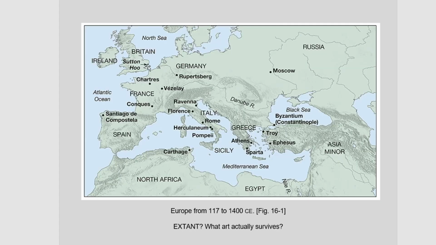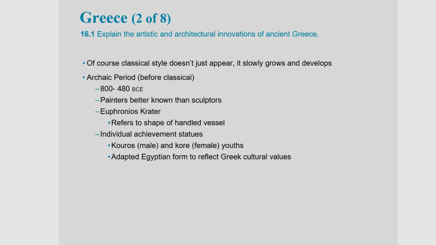Here's just a quick map. Of course, we were talking about Greece, so these city-states and some islands over here, and then we'll get into Rome in a second. So we're talking about classical art mainly, but of course it doesn't just appear overnight, right? It slowly grows and develops throughout the time periods.